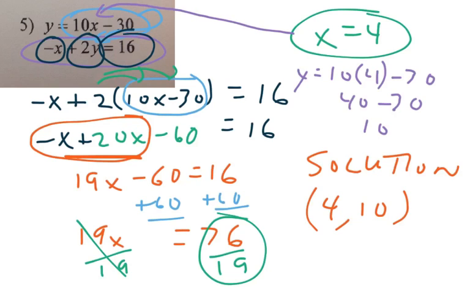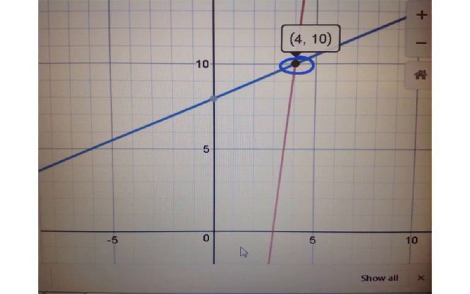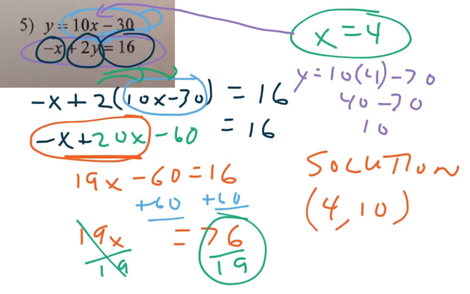And let's see if it matches my graph. Hallelujah. Notice, guys, again, I have both graphed, the blue and the red lines. Let me clean that up, getting a little messy here. But notice how they cross at (4, 10), don't they? At (4, 10) right there. And that exactly matches our solution, doesn't it?